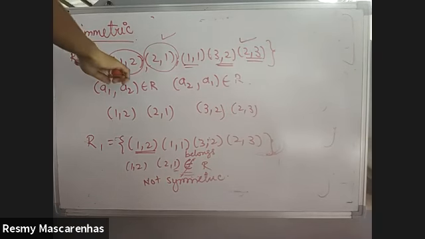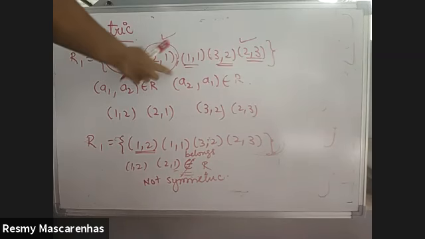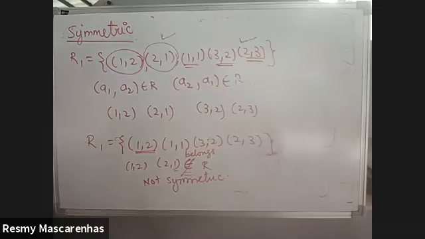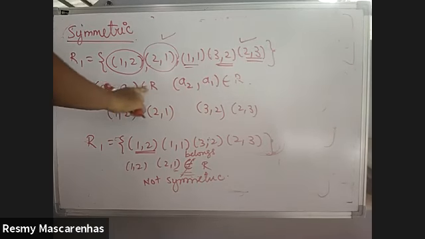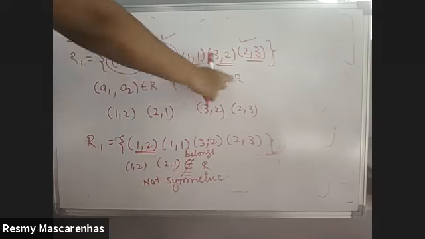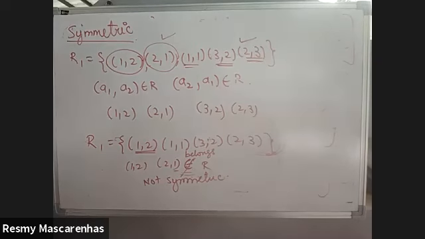Over here, what is happening? Whoever's pair is there, its reverse is also there. See, 3 comma 2 is there means 2 comma 3 is also there. That's why it was symmetric. But here, this pair's reverse is missing. That's why it is not symmetric. So this is the condition for symmetric. If A1 comma A2 is there in that relation, then A2 comma A1 should also be there in that set. Okay, understood? If any doubts, then ask.